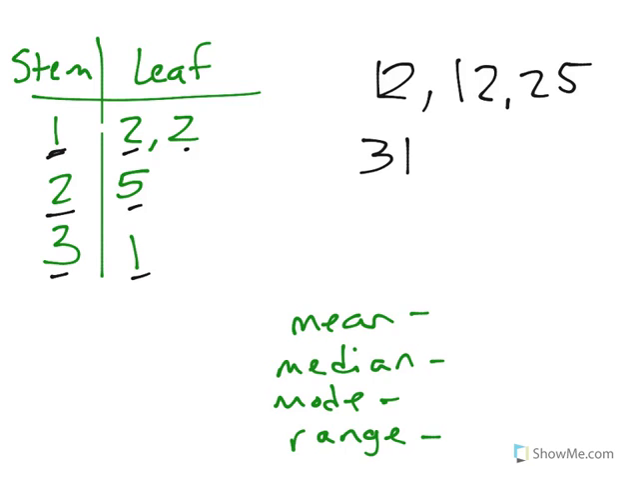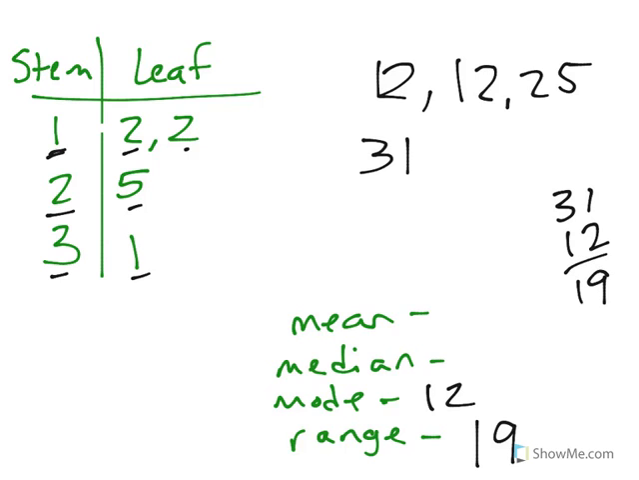Okay, so all you have to do is look at the numbers, and then you can figure out mean, median, mode. The easiest one to find is mode. There are two 12s, so the mode is 12. For the range, 31 is the biggest, minus 12, so the range is 19.